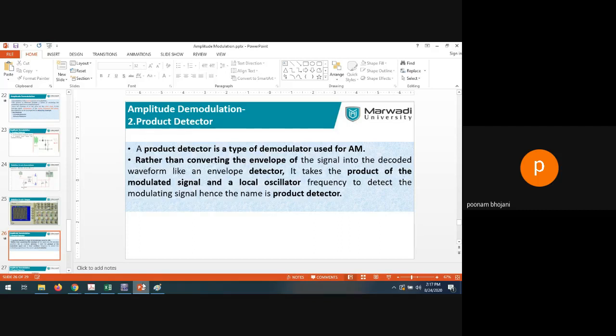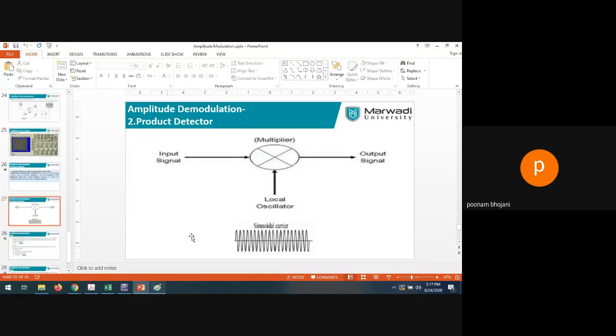Which two signals? One is the modulated signal, what we are receiving at the receiver side, and second is the carrier signal. The carrier signal should be the same as what we have used at the transmitter side. So if you use a local oscillator to generate a frequency which is the same as the carrier frequency used at the transmitter side, and multiply it with the modulated signal, then also you can get the amplitude demodulated signal like this. So the input signal is your modulated AM signal, the local oscillator will generate the same carrier frequency as the transmitter side, and the output will be your demodulated signal.